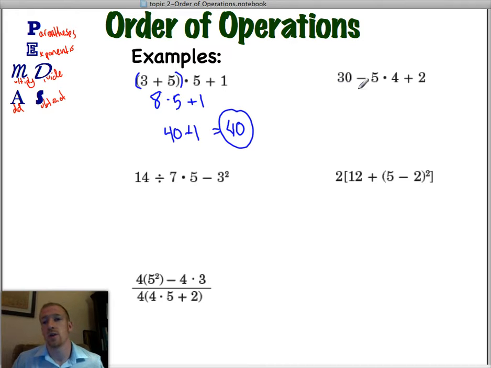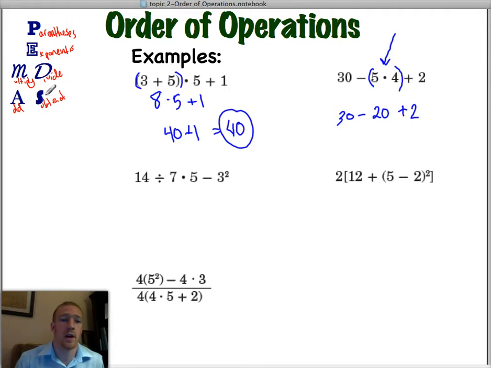You cannot work just left to right here. We have multiplying, and that has to occur first. So we multiply these, and if you want, you can put your own parentheses around things to help you remind yourself when to do things. So 5 times 4 is 20, and then we have 30 minus 20 plus 2.